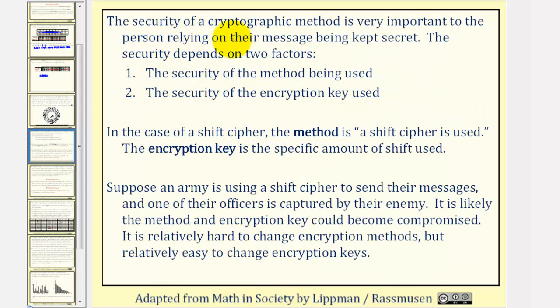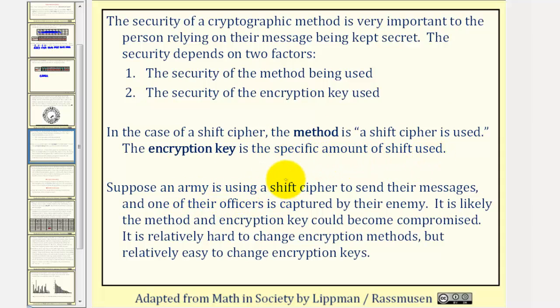The security of a cryptographic method is very important to the person relying on their message being kept secret. The security depends on two factors. Number one, the security of the method being used, and number two, the security of the encryption key used. In the case of a shift cipher, the method is a shift cipher, and the encryption key is the specific amount of shift used.